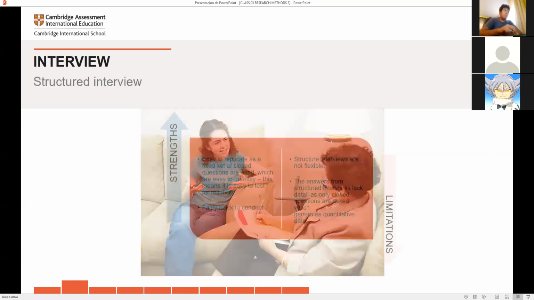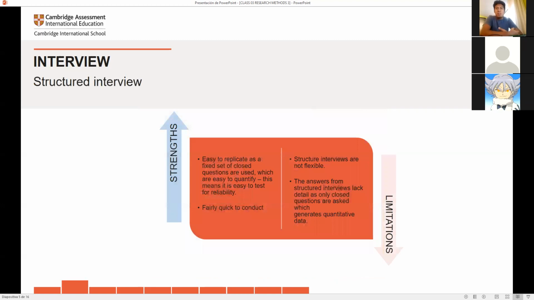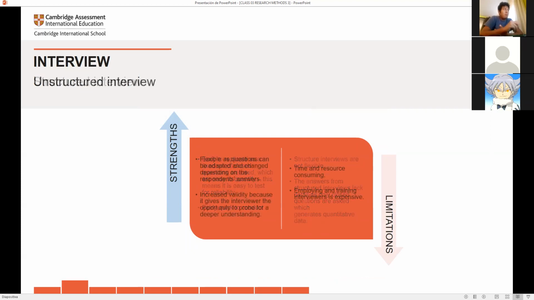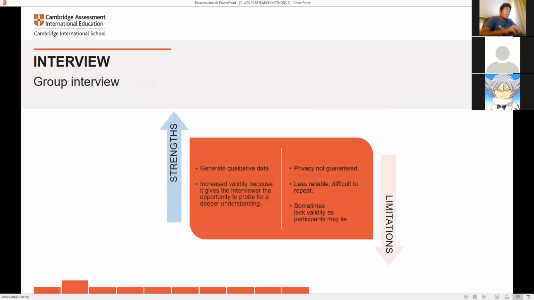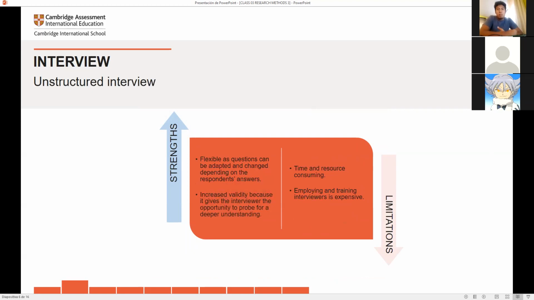So we also have strengths and limitations for this interview. We have a structured interview, an unstructured interview, and a group interview. We're going to be reviewing the three of them.